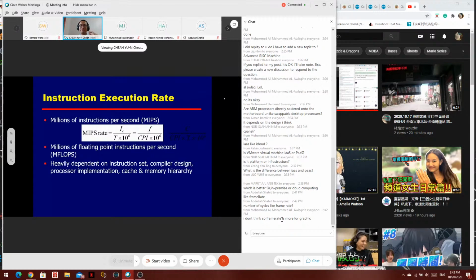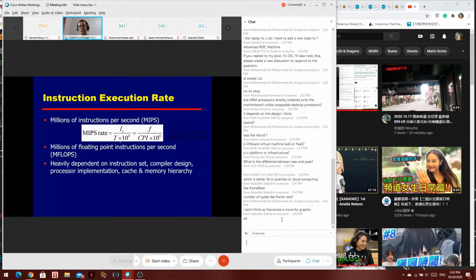Here the formula says I over t multiplied by 10 to the power of 6. So it's the number of instructions I per second. Then you divide it by 10 to the power of 6 to get the millions of instructions. That's the basis of that calculation. Another way to express millions of instructions per second is frequency divided by cycles per instruction. Then again, you divide by 10 to the power of 6.